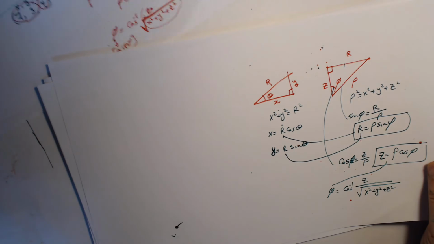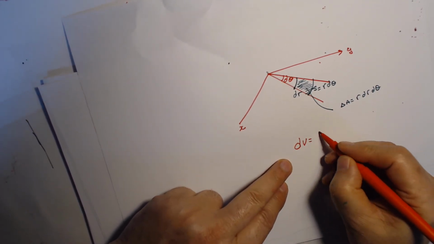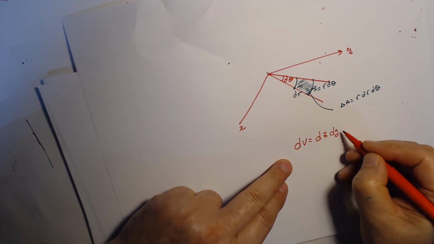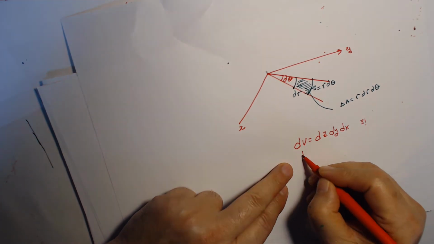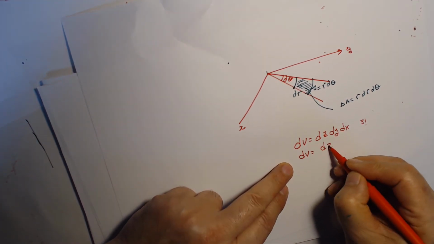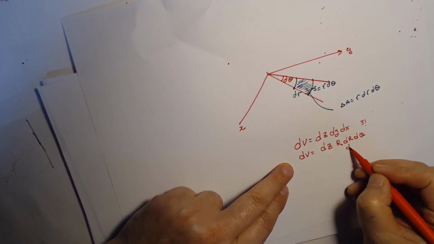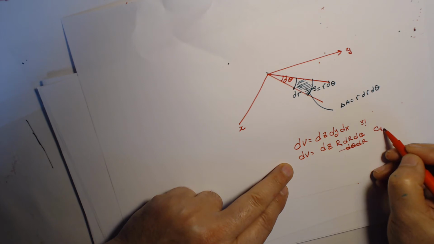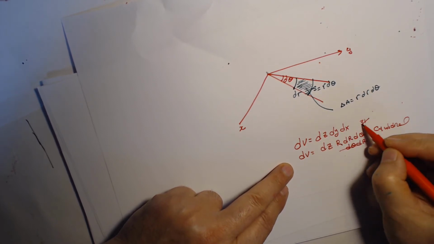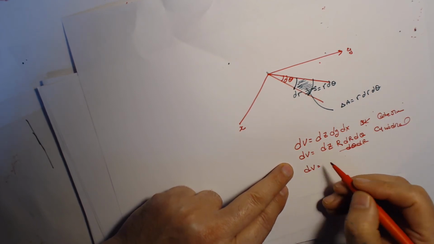Okay, let's go back and see how we can change the volume. My change in volume in Cartesian is dz, dy, dx. You can write this one six different ways. The volume can also be written as dz, r, d theta, dr, or d theta dr, but very seldom do we write it that way. That's called cylindrical, and this is Cartesian. Today, we're going to do it in spherical.